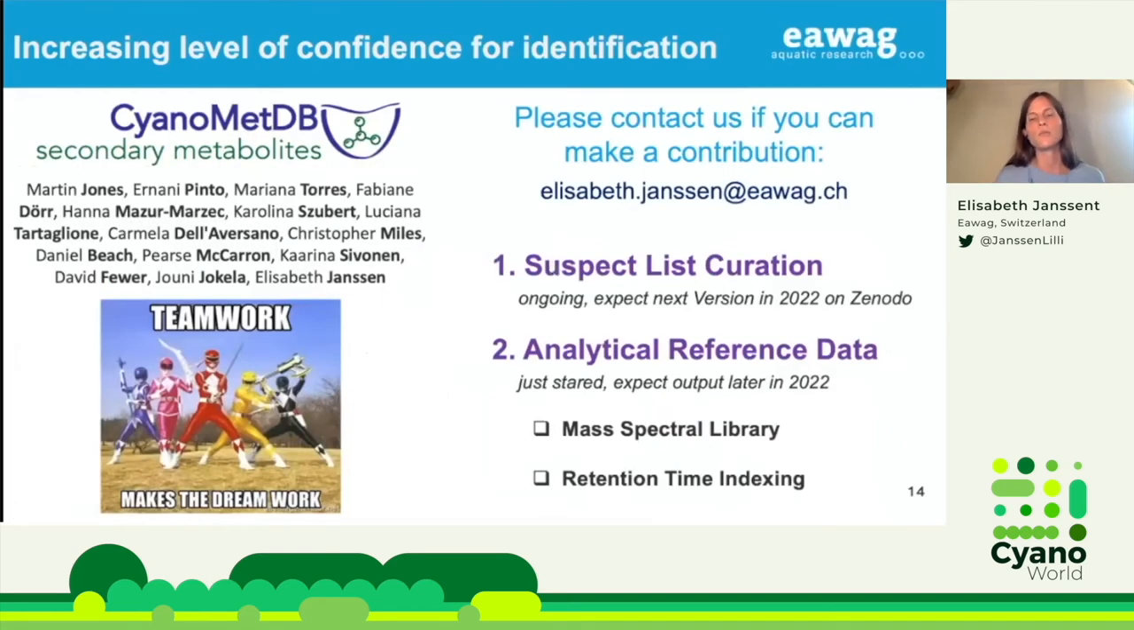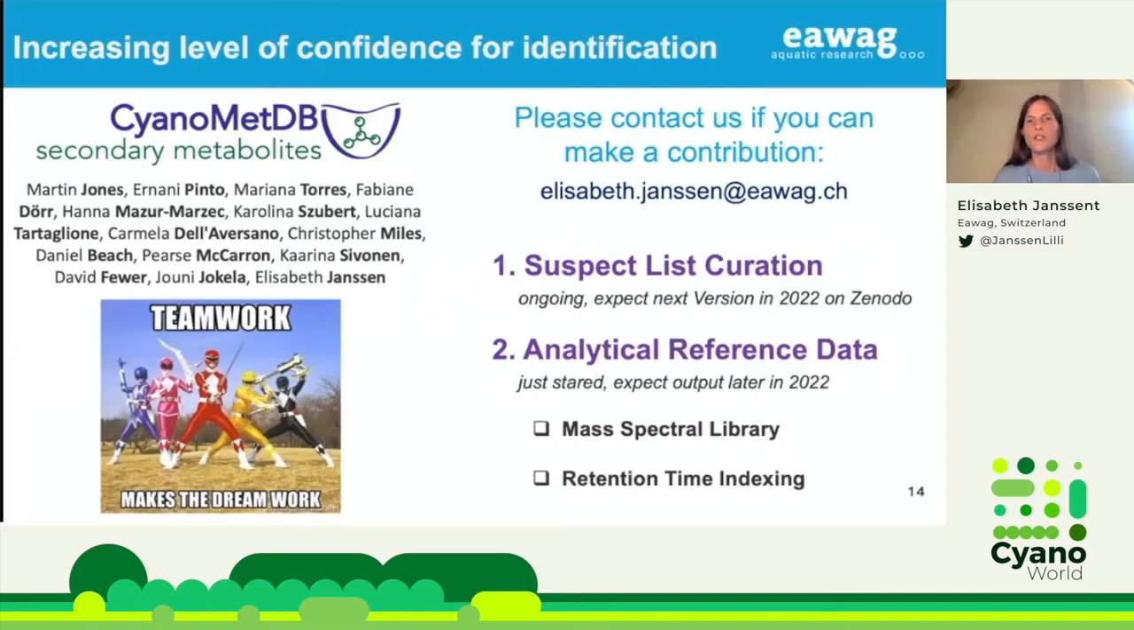So we keep curating the suspect list because we know it's far away from perfect. We keep adding and correcting compounds on it. And we now start to systematically collect the analytical reference mass spec data. And we try some retention time indexing as well. And then deposit that also in open access platforms so people can cross-check their analytical data more easily.